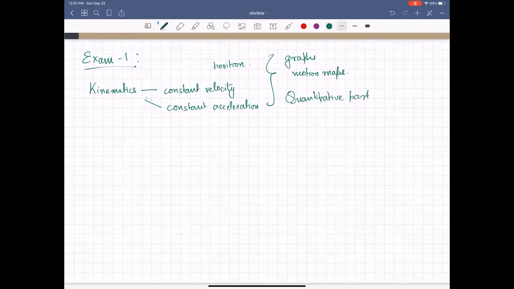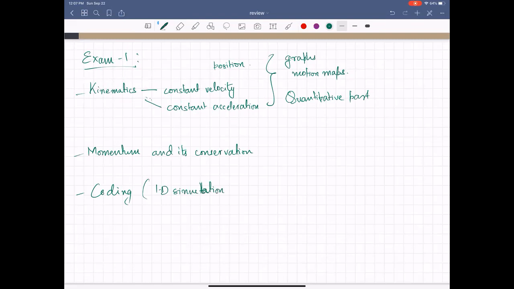And then there is this part about momentum and its conservation. And finally, there's also going to be a question on coding. And essentially, the only code that you really need to look at in detail is the 1D simulation, that is moving the sphere in one dimension. The thing that was also due as an assignment.